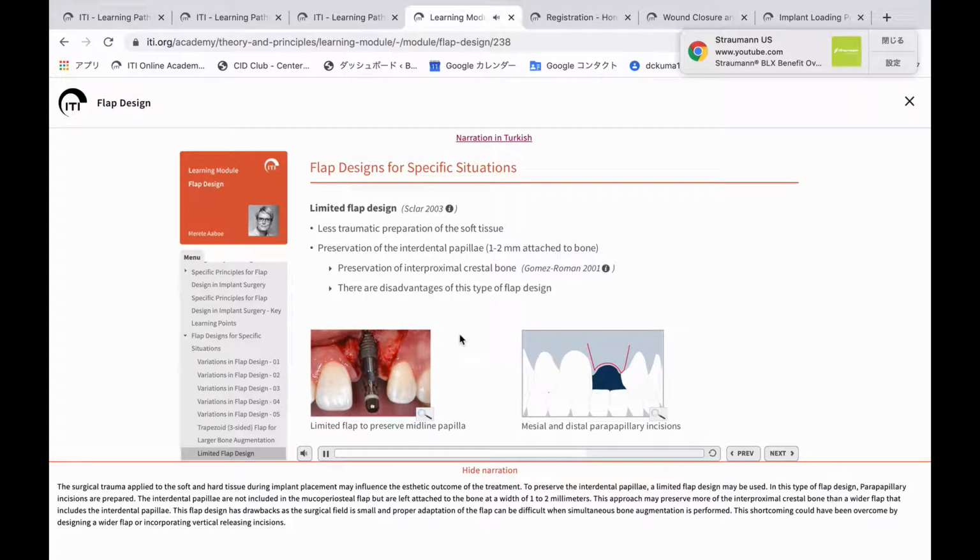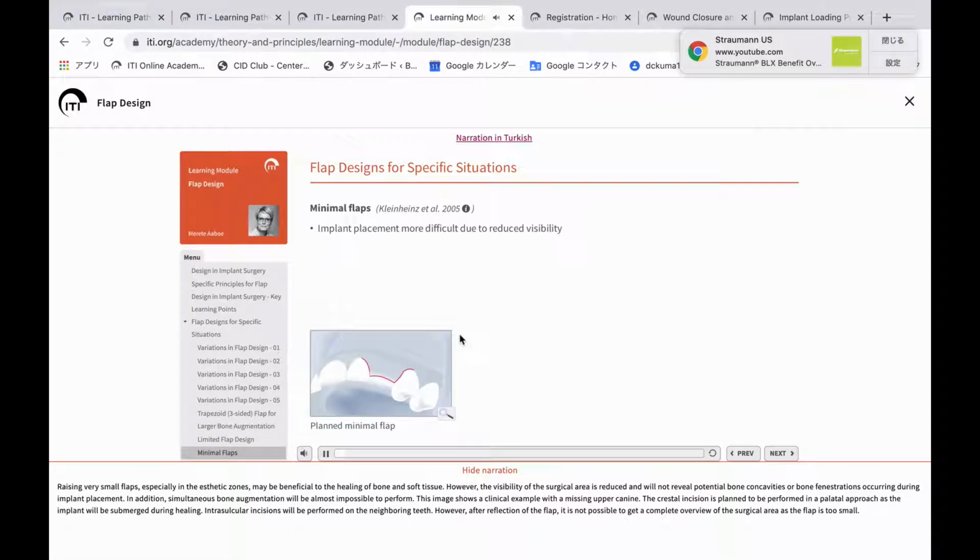This flap design has drawbacks, as the surgical field is small and proper adaptation of the flap can be difficult when simultaneous bone augmentation is performed. This shortcoming could have been overcome by designing a wider flap or incorporating vertical releasing incisions. Raising very small flaps, especially in the aesthetic zones, may be beneficial to the healing of bone and soft tissue. However, the visibility of the surgical area is reduced and will not reveal potential bone concavities or bone fenestrations occurring during implant placement. In addition, simultaneous bone augmentation will be almost impossible to perform.